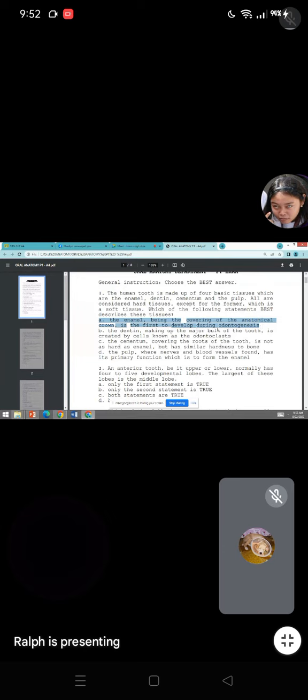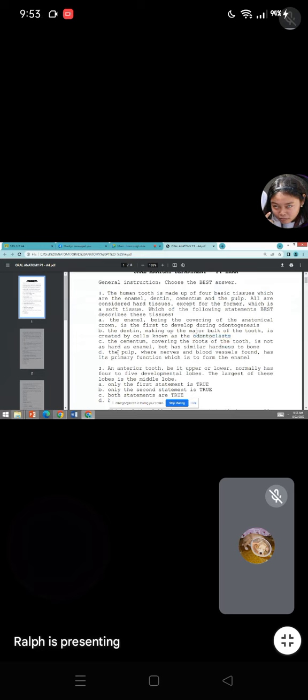Now, statement B. The dentin, making up the major bulk of the tooth. Is that statement correct? Yes, correct. Question, is it the odontoclast that forms it? No. It's the odontoblast. These are the dentin forming cells. In histology, the clasts are the ones that break down. The odontoblast forms, the clast breaks down. But good to know, you have odontoblast in your modules.